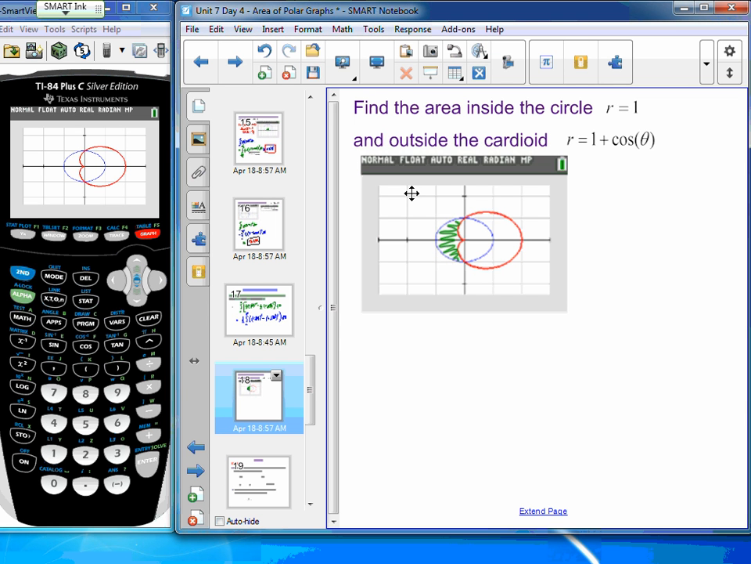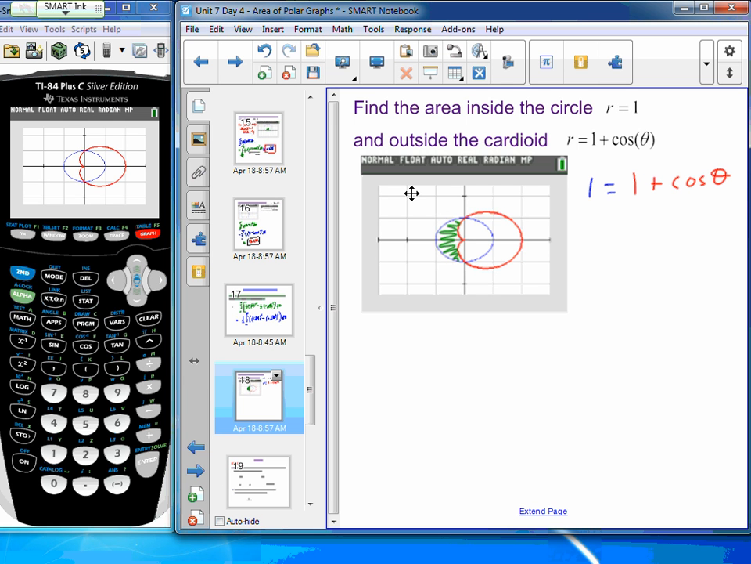That'll be my first f of theta quantity squared, minus the inner curve, which will be the one that's closer to the origin. And it looks like the cardioid is closer to the origin for this portion of the region described. You see what I'm saying? Cool. So let's go ahead and figure out this point of intersection. Algebraically, that's when the distance of the curve from the origin is the same where they intersect, so that would be when r sub 1 equals r sub 2.